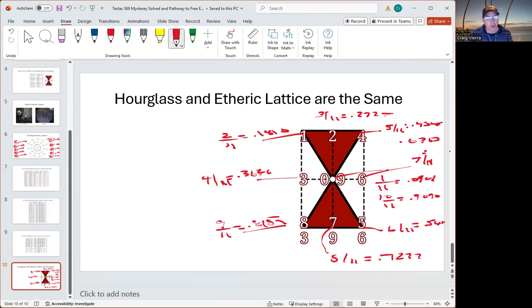Okay, so you can begin to see that we are connecting here the hourglass back to the etheric lattice, which looks like the orb web. These are the same information. It's just, this is in a symbol here. It's an hourglass on the black widow spider. And I'm beginning to show you how it's related to the etheric lattice.